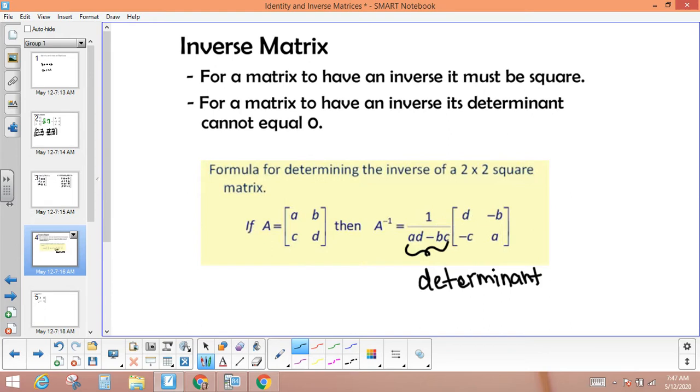So the formula to get the inverse of a 2 by 2 is 1 over the determinant as a scalar multiplied by our matrix, but we're going to rearrange it and change some stuff up. We're going to take this diagonal and switch those numbers. So instead of having an A and a D, we're going to have a D here and an A here. And then this diagonal, the signs change. Pause and write that down if you need to, and then we will do an example.